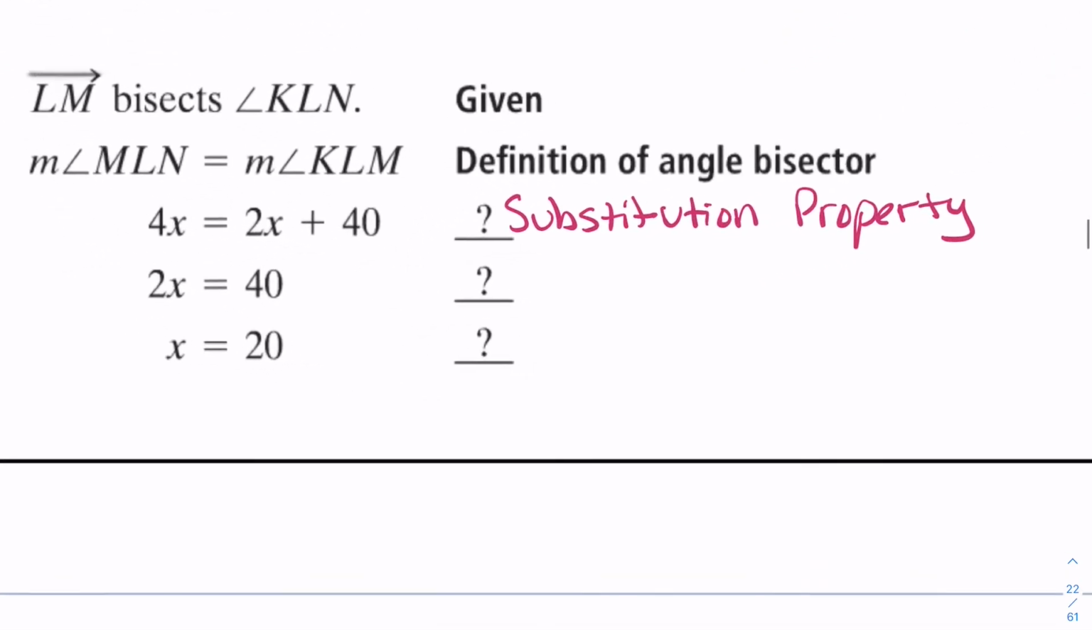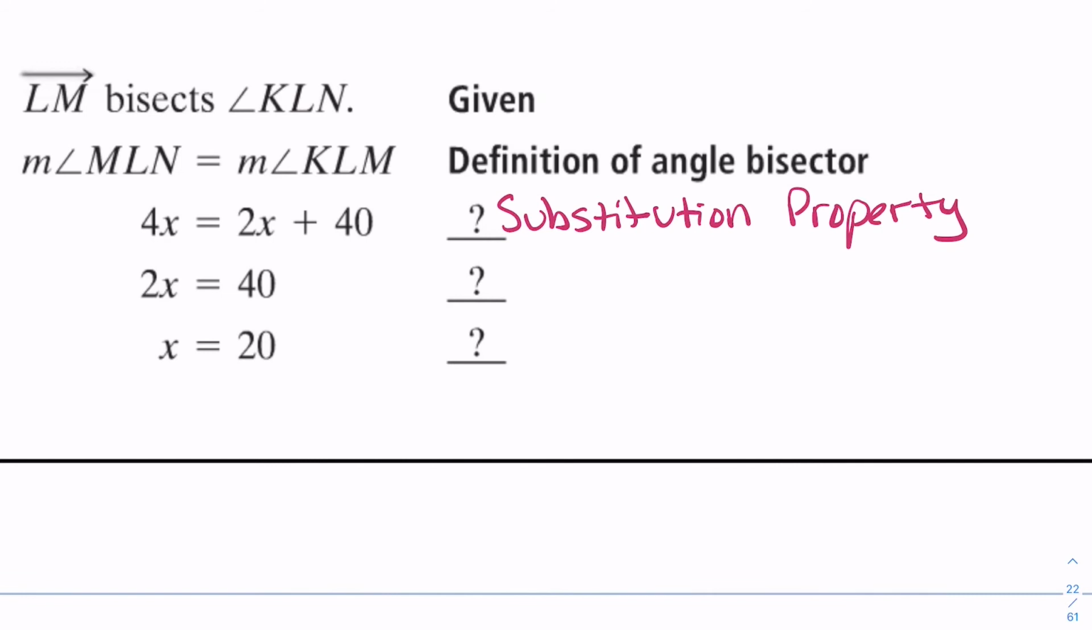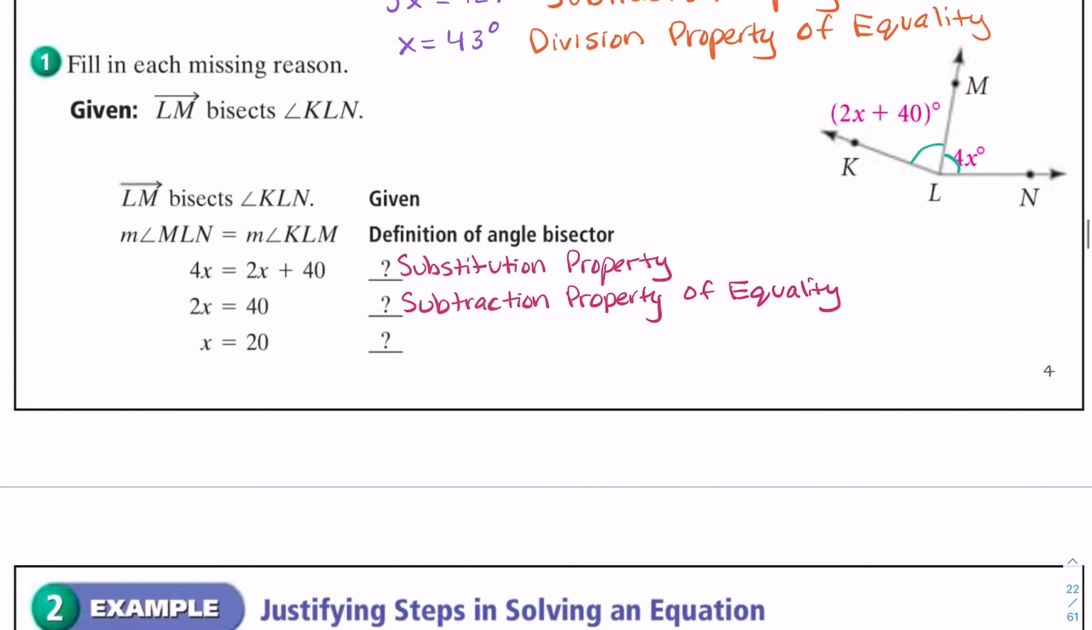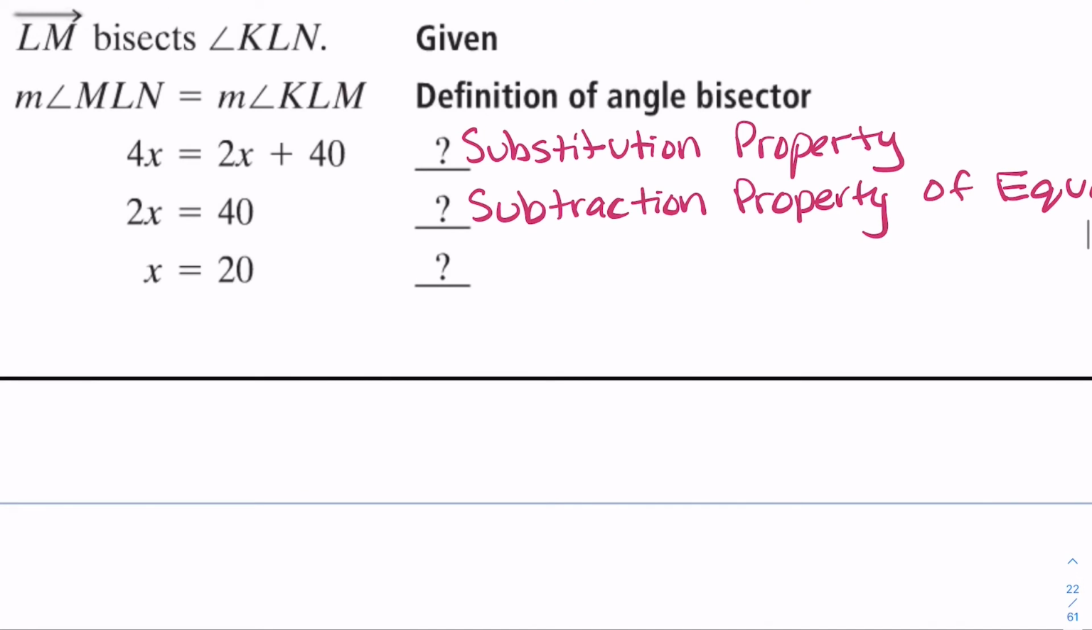I'm now going to subtract 2x from both sides. So that's going to be the subtraction property of what? Yep, of equality. Make sure you write of equality for this one. You always have to say of equality or congruence if that is how it needs to be written. Like I said, distribution property, you don't need it. And the substitution property, you don't need it. But for subtraction, you do. Addition, subtraction, multiplication, division.